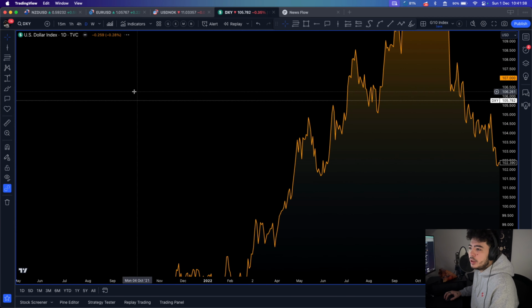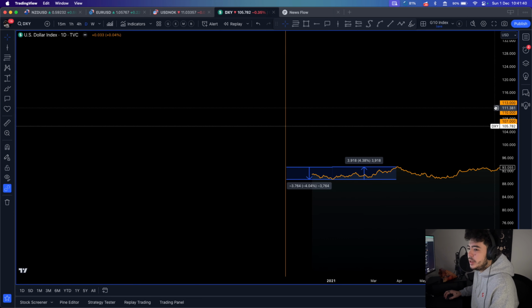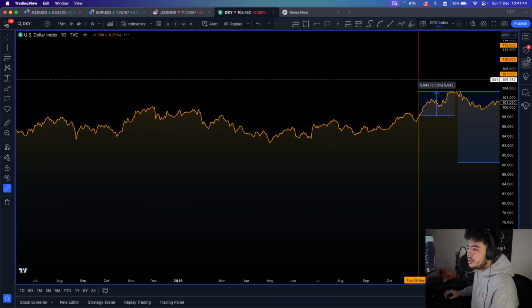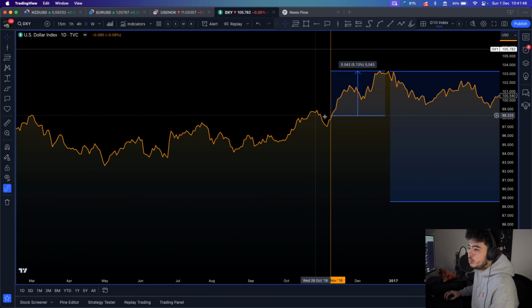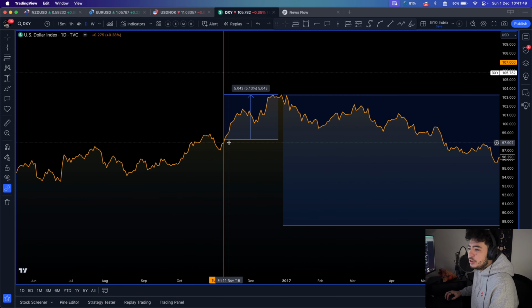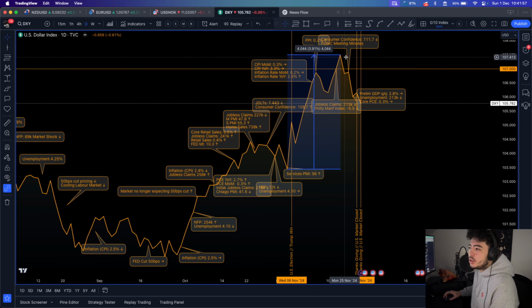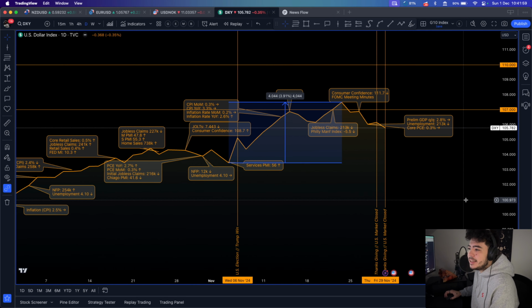Now, if we go back to when Trump was previously in, during the 2016 election, which was all the way back here, we saw a very similar setup. We saw the rise the day before. We saw the push to the upside. Now, this was a 5% rise, followed by a negative 14.25% move to the downside. So I'm just very, very cautious of, is this going to happen again?